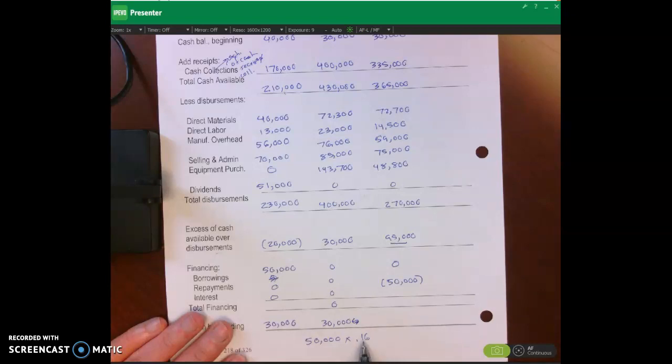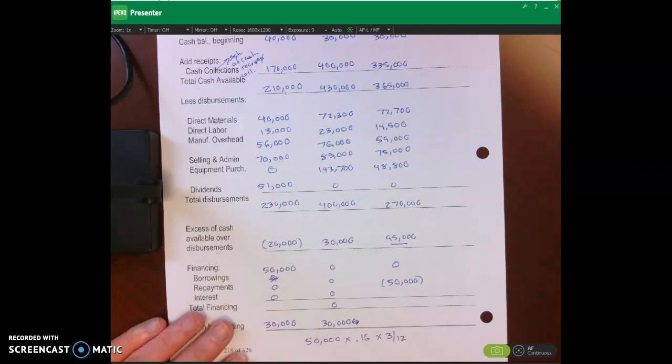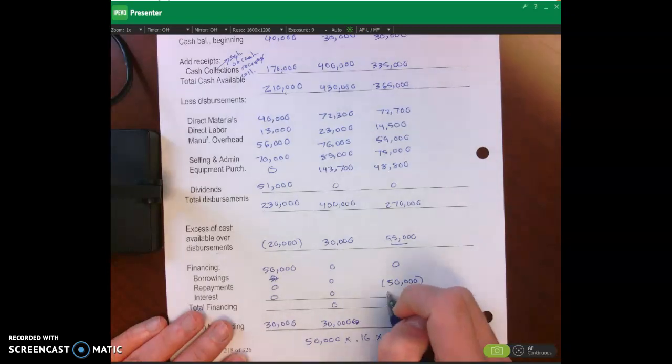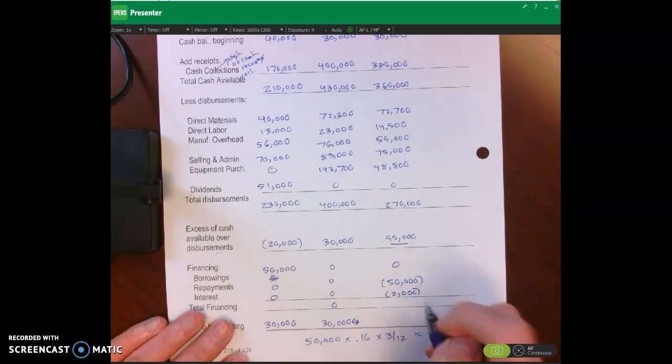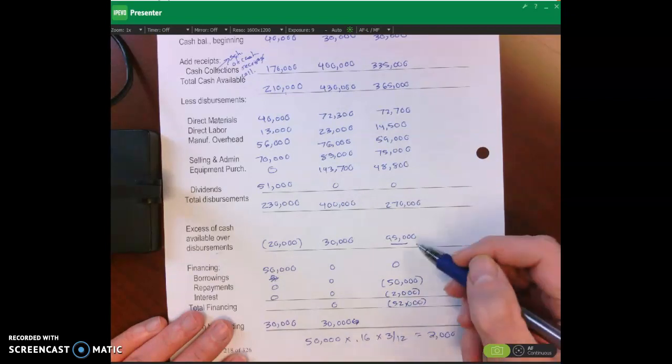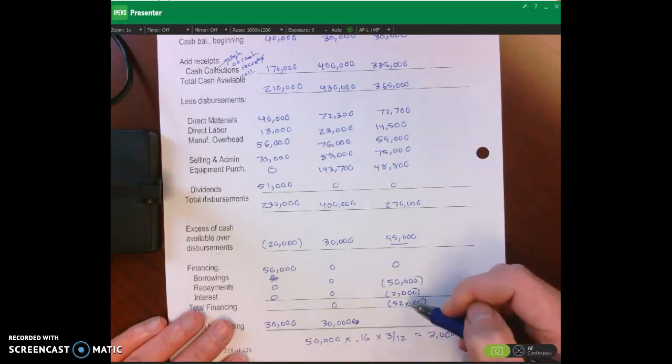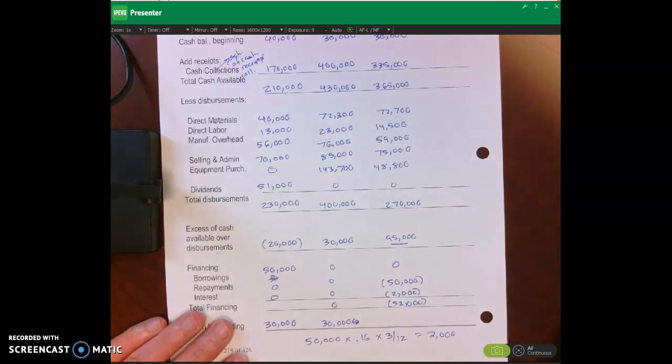So we have to adjust the amount that we have to pay, because if we just said 50,000 times 0.16, that would be for the entire year. But we only have 3 months worth of interest. So what we do then is multiply that times the fraction of the year for which we had the loan, 3/12, 3 months out of the 12, which gives us $2,000 in interest. $95,000 plus a negative 52, or you could just say subtract 52, you get the same answer.